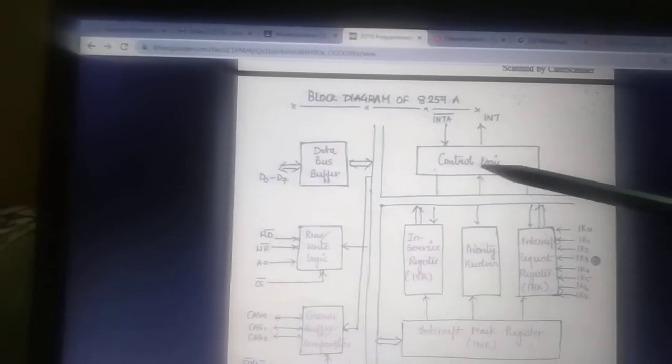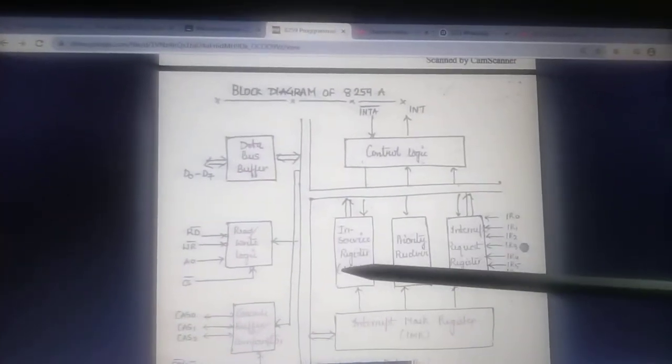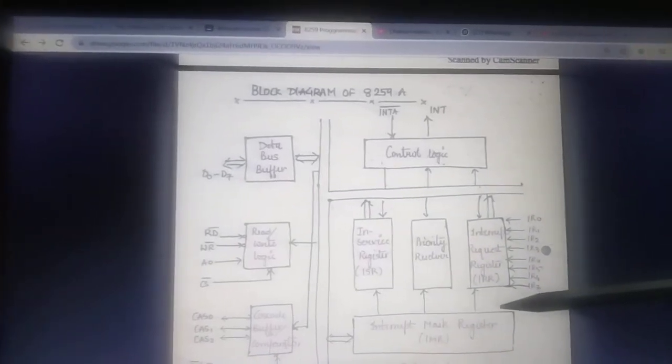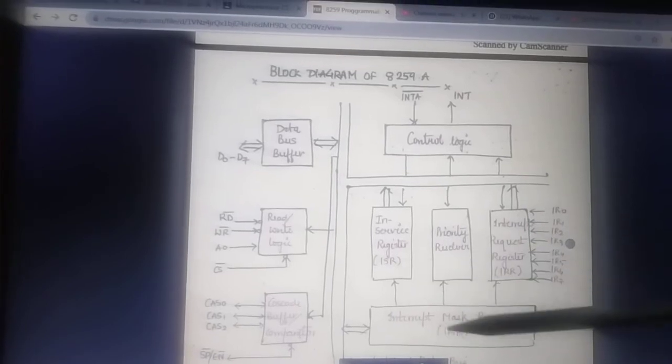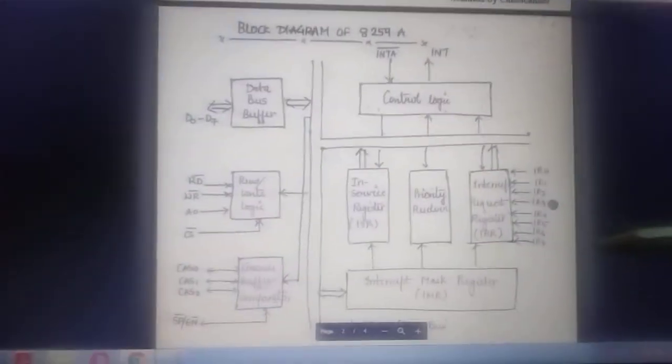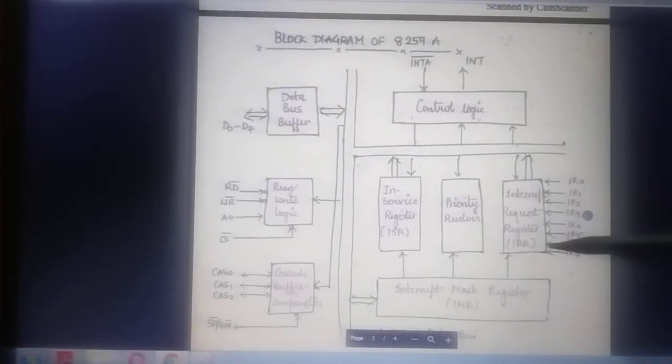This is the output signal of 8259, and this is the input signal of 8259. This control logic is connected with the system bus to 4 registers, which are named interrupt request register, priority resolver, in-service register, and interrupt mask register. What is the use of these registers? First we will discuss the interrupt request register.